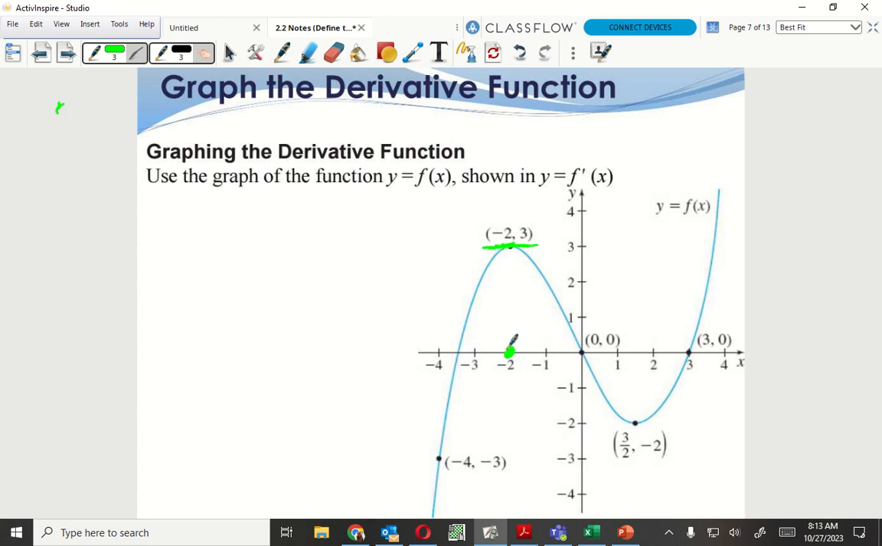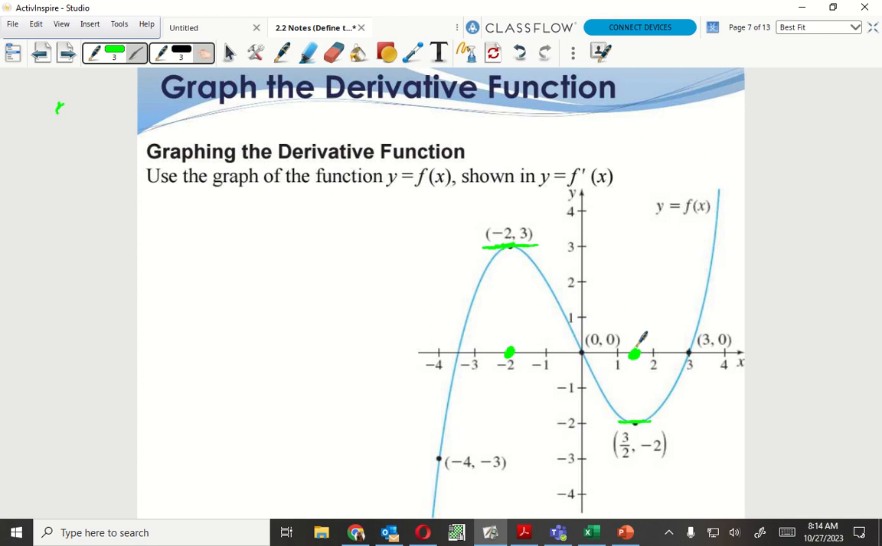What about my local minimum? My local minimum is down here. So again, roller coaster, and down over here, what's going to happen? Slope is going to be 0 because it's changing directions, right? You're going from a downward and it's going back up, right? So right here, the slope should be 0. So that is going to be right about here. 3/2 is right there. Slope is 0. Yes?